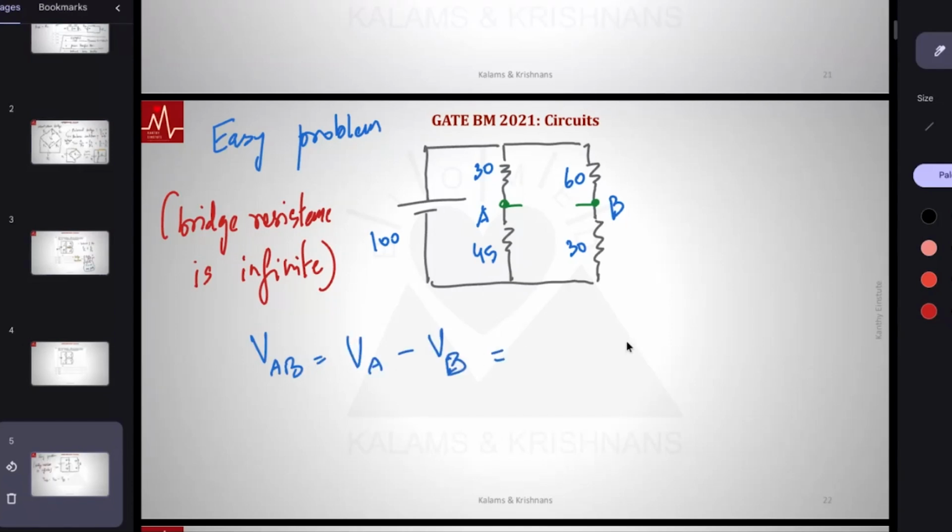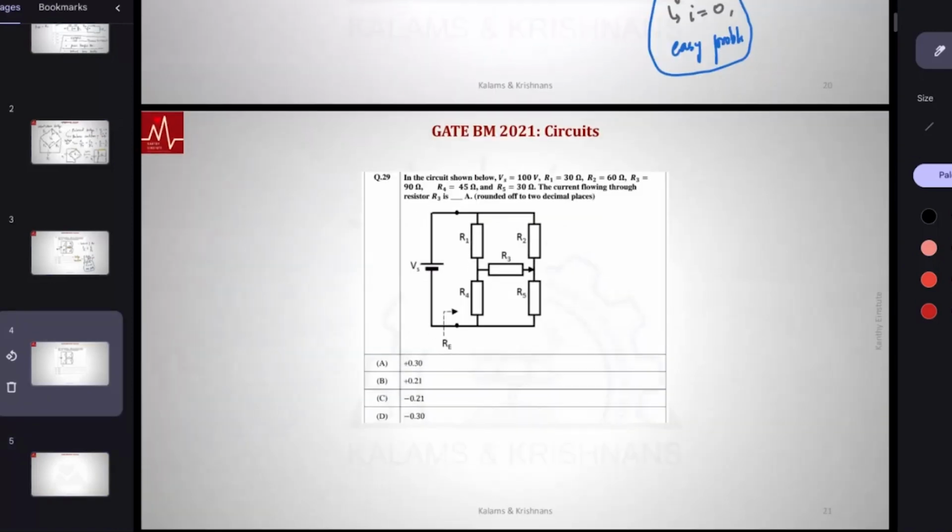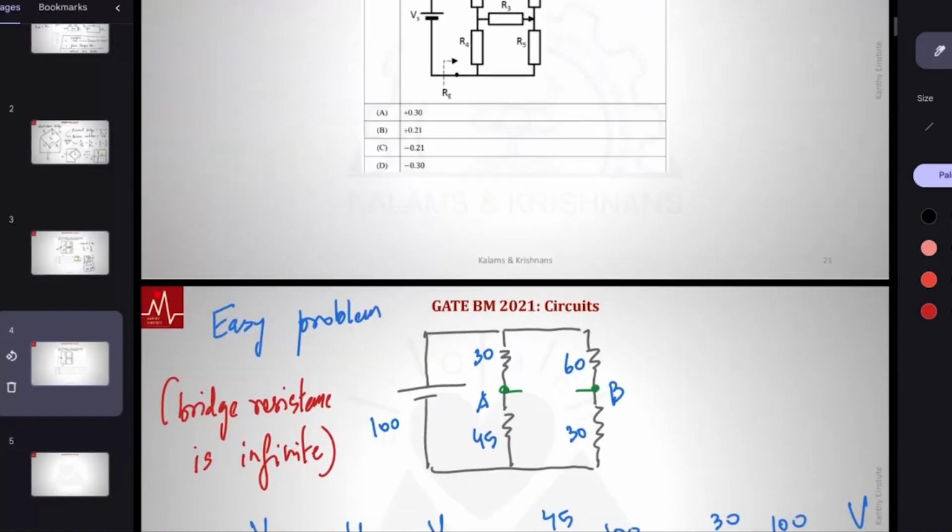VA is a fraction of 100. It happens to be 45 by 75. And VB is a fraction of 100. It happens to be 30 over 90. I'm considering an alternate problem. When we consider the bridge as infinite, it is an easy problem. I'm not solving this problem right now. I'm solving an easier version. We'll solve this and then we'll go back to the hard problem.